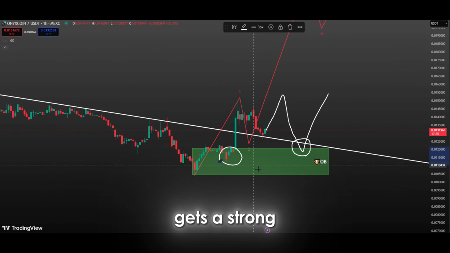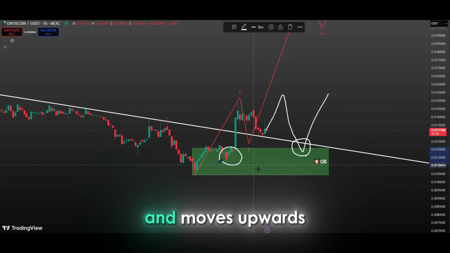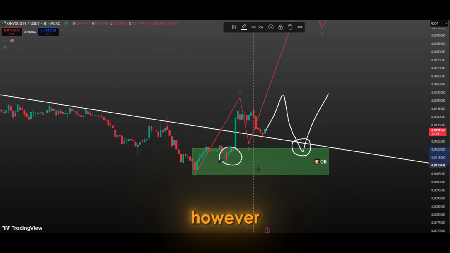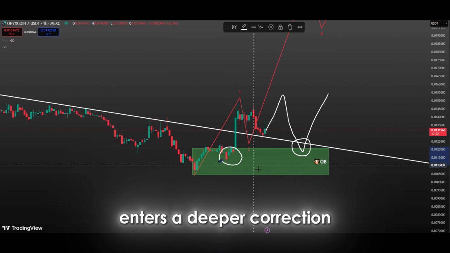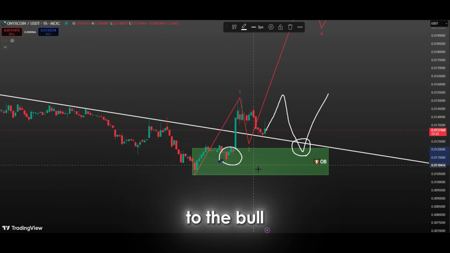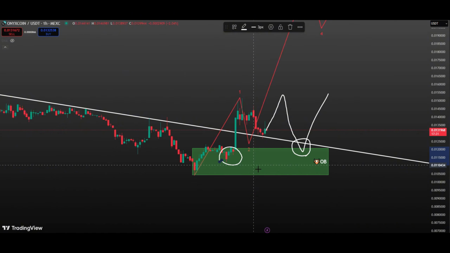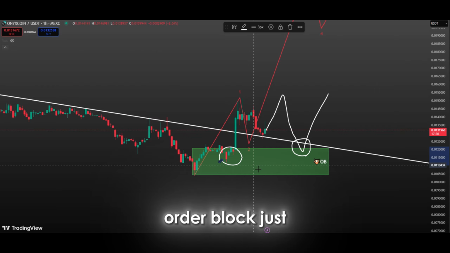If the price gets a strong buyer reaction on the retest and moves upwards, it may continue its uptrend without going down to the bull order block. However, if there are not enough buyers in the retest phase and the price enters a deeper correction, then there may be a pullback to the bull order block at the bottom. It is useful to know this order block just in case.